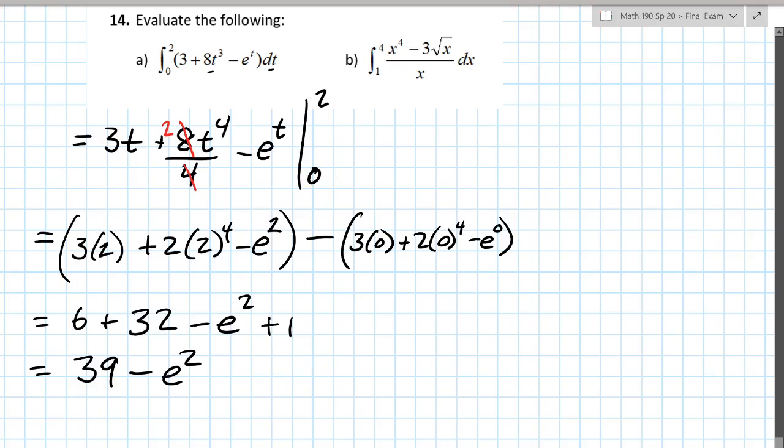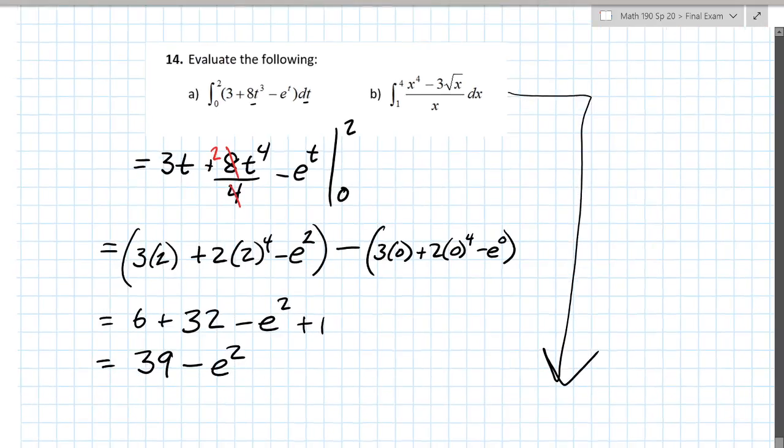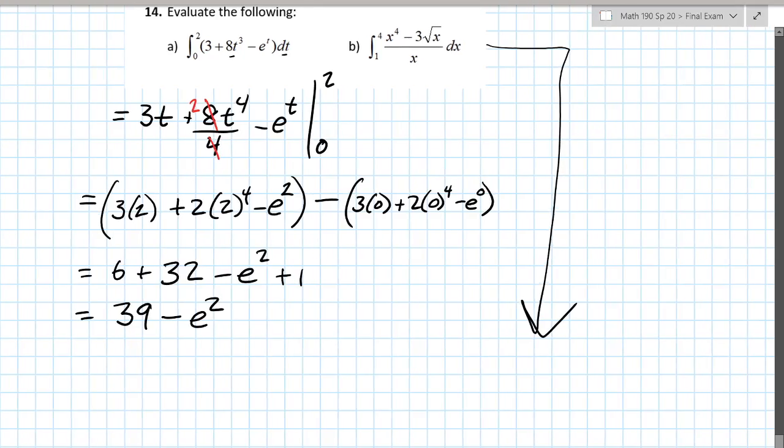For the next one, part B, I would also like to use fundamental theorem of calculus part 2. But it's a quotient, and I don't have quotient rule for antiderivatives or for integrals. So I want to do a little bit of algebra first and then find the solution. So I've got the integral from 1 to 4, and I'm going to rewrite this as x to the fourth divided by x minus 3x to the 1/2 divided by x dx. And that's what I want to work with.